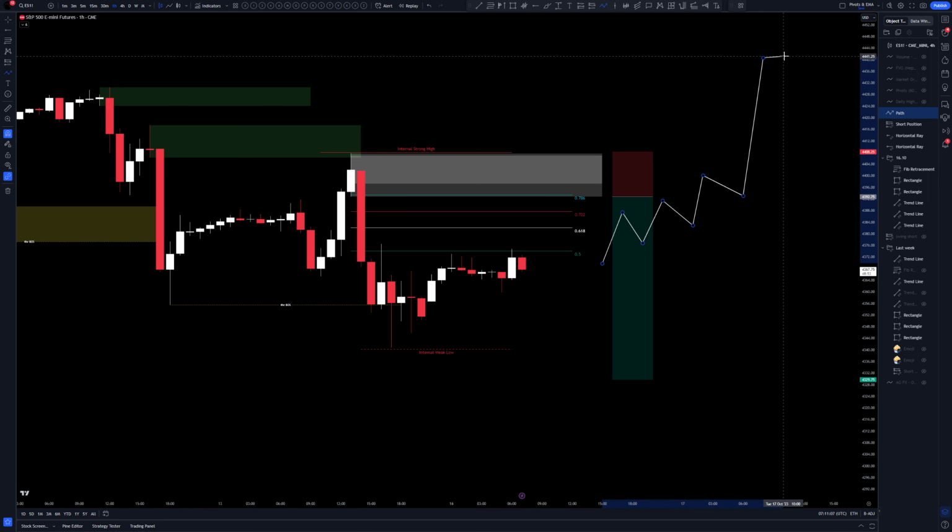There's always the chance that price just does this. Okay, it only takes one bit of news. It takes 1 second for this market to just change. Okay, so you always have to cover yourself.